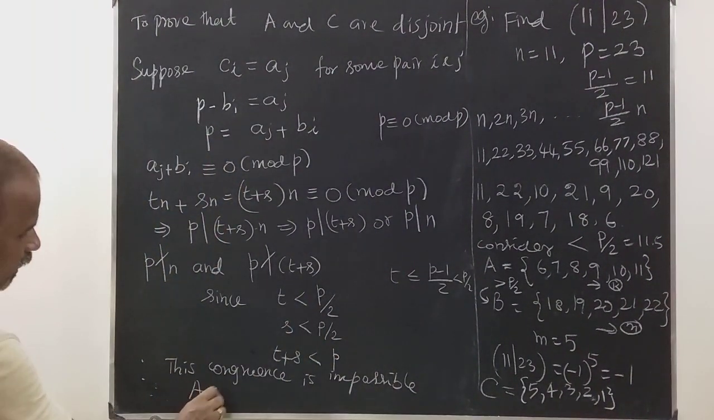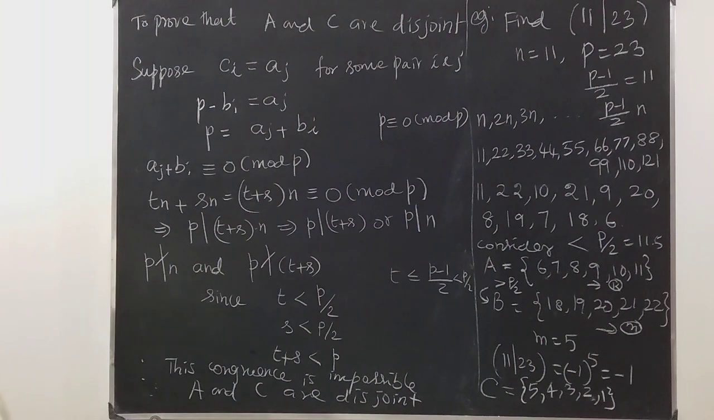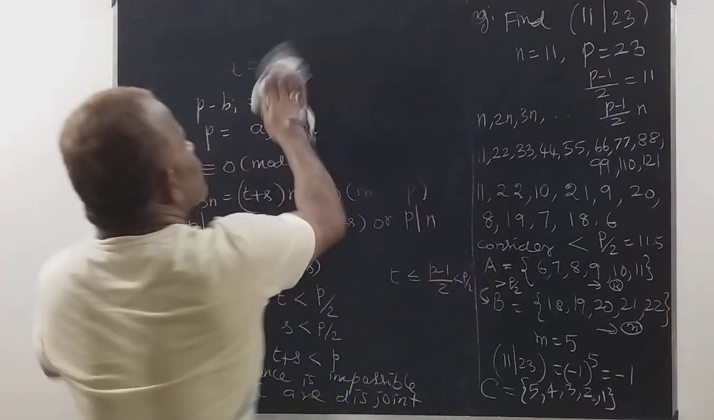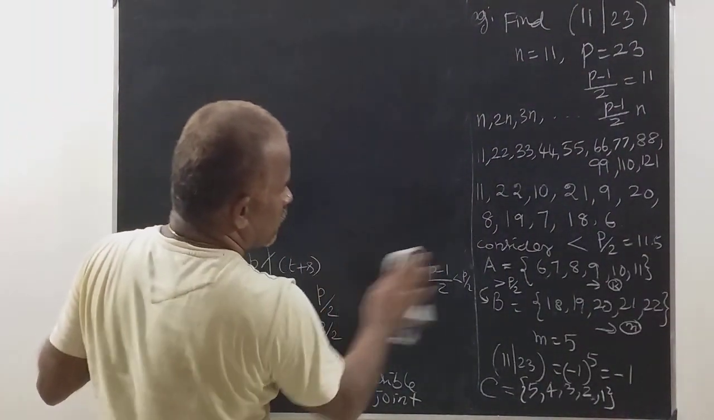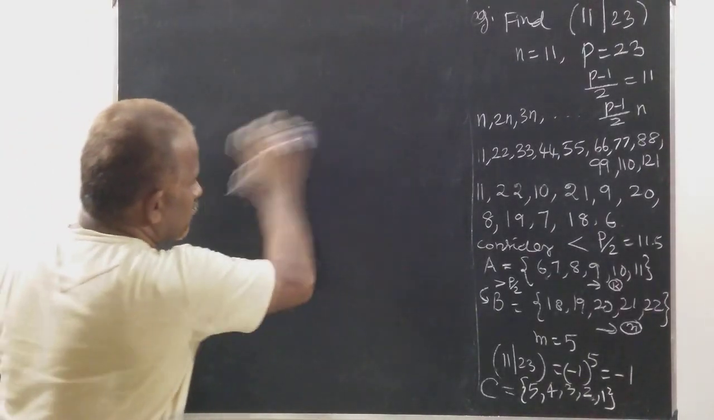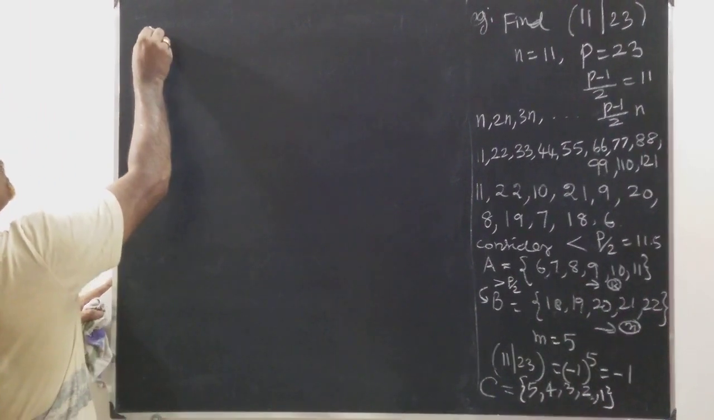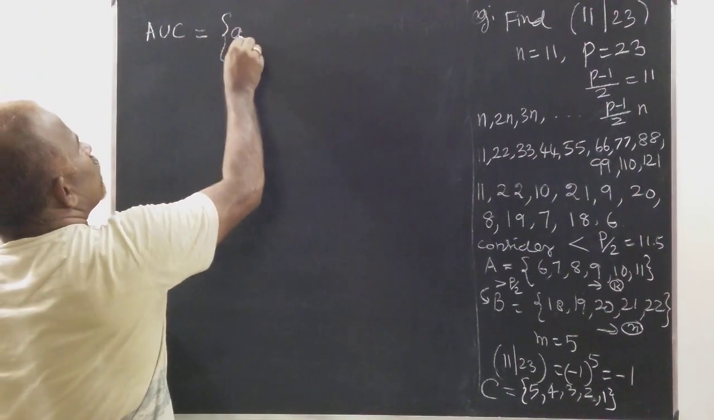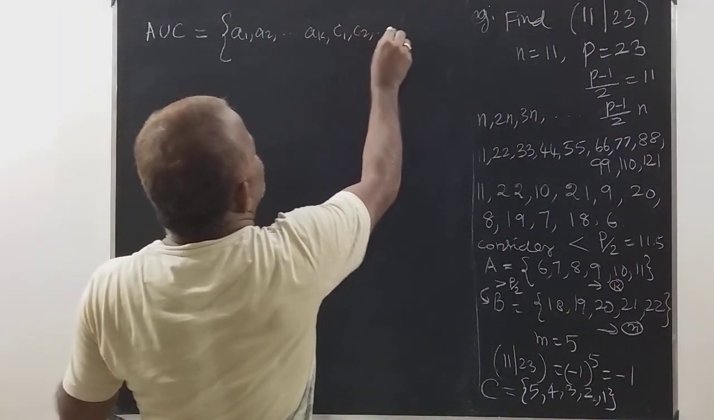Therefore A and C are disjoint. So therefore A union C is equal to {A1, A2, ..., Ak, C1, C2, ..., Cm}.